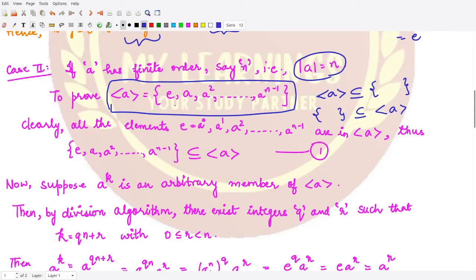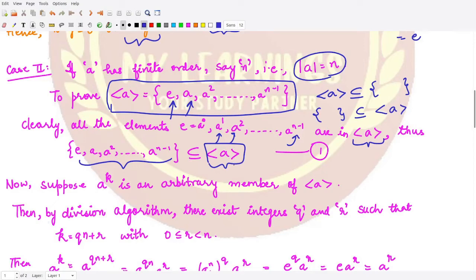Now all the elements present within this particular set: the element e, the identity element, which you may write as a to the power 0, right? Then the next element a, you may write as a to the power 1, then a square, and then a to the power n minus 1. All the elements are powers of a, so they are definitely in the subgroup which is generated by a, because that is the definition of this subgroup. Therefore the whole of this set is contained in the subgroup generated by a. So let's mark this as equation 1. This was very simple, right?